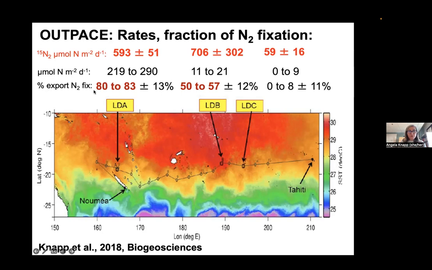So the fractional importance of N2 fixation for supporting export production, you can see at this station and at this station, half to the majority of exported carbon was supported by nitrogen fixation based on our Delta N15 budget results. Our estimated rates of nitrogen fixation are here. There was no N2 fixation detected in the Delta N15 budget at this station, just to the east of Station B. And then these at the top are the bottle-based rates of nitrogen fixation. And so they are always higher than these, but to first order, the patterns that we're seeing are consistent. So very low rates over here and pretty significant rates at stations A and B.